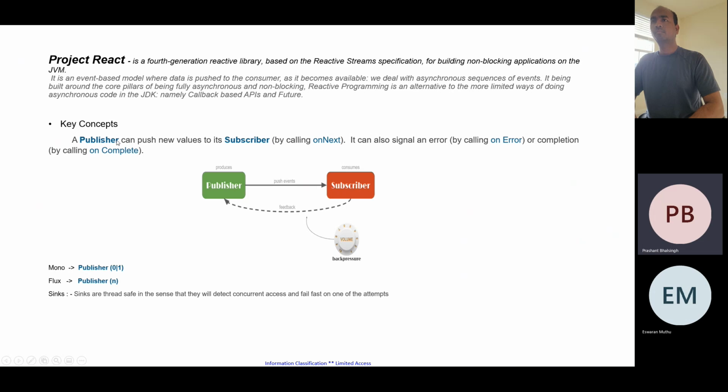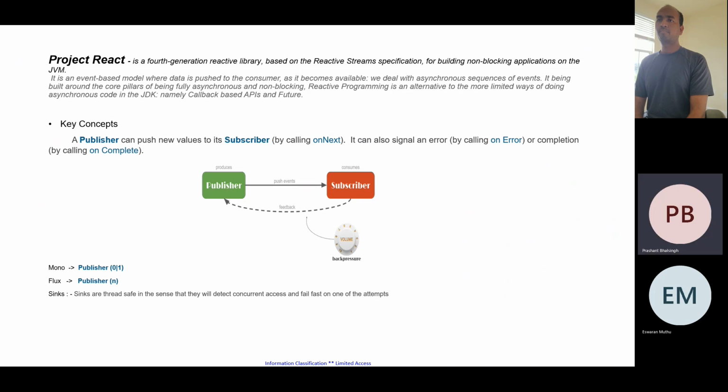When the publisher publishes an event, it calls the onNext method on the subscriber. And when it finishes publishing all the events, it calls onComplete, signaling that, hey, I'm completed sending all the events. Then there's another concept called back pressure, where if the publisher is sending events at a faster rate than a subscriber can consume, there's a way to give feedback to the publisher saying, okay, I can't handle any more, hold on for sending further events. That kind of mechanism is built into this reactive stream.